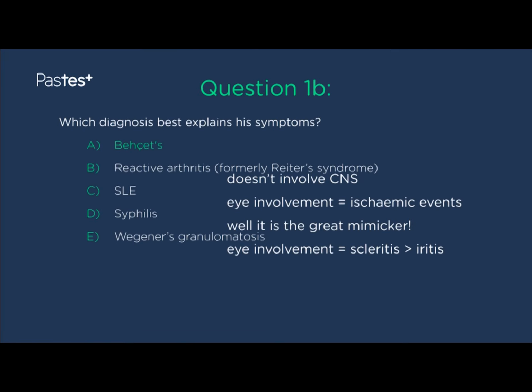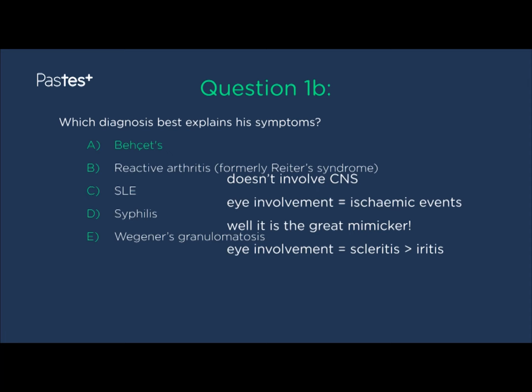Why wasn't this any of the others? Well, it wasn't a reactive arthritis because although that would have explained the urethritis, that was an ulcer, it would have explained perhaps some of the other features, it wouldn't have explained the CNS involvement, that abnormal lumbar puncture.